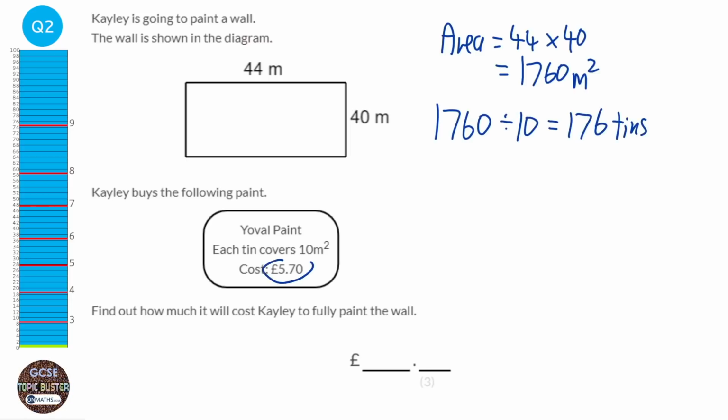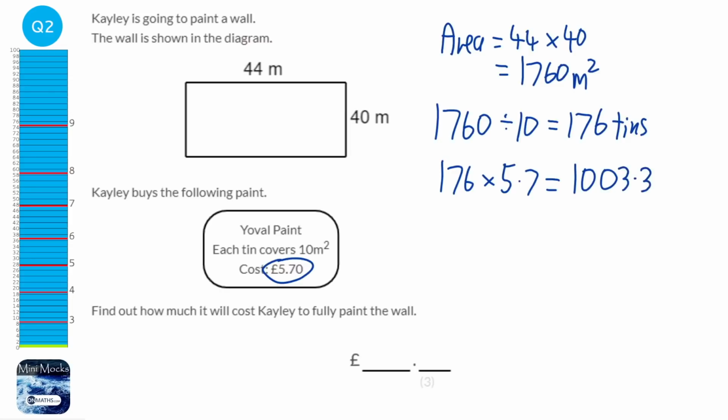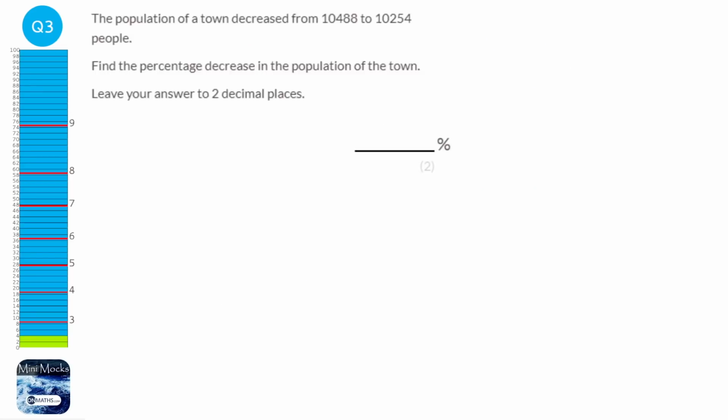And each tin costs £5.70, so it would be 176 times the 5.7, or you could do it as 570 pence and convert it at the end. And that gives us a price of 1,003.2. And so as money, that would be £1,003.20.